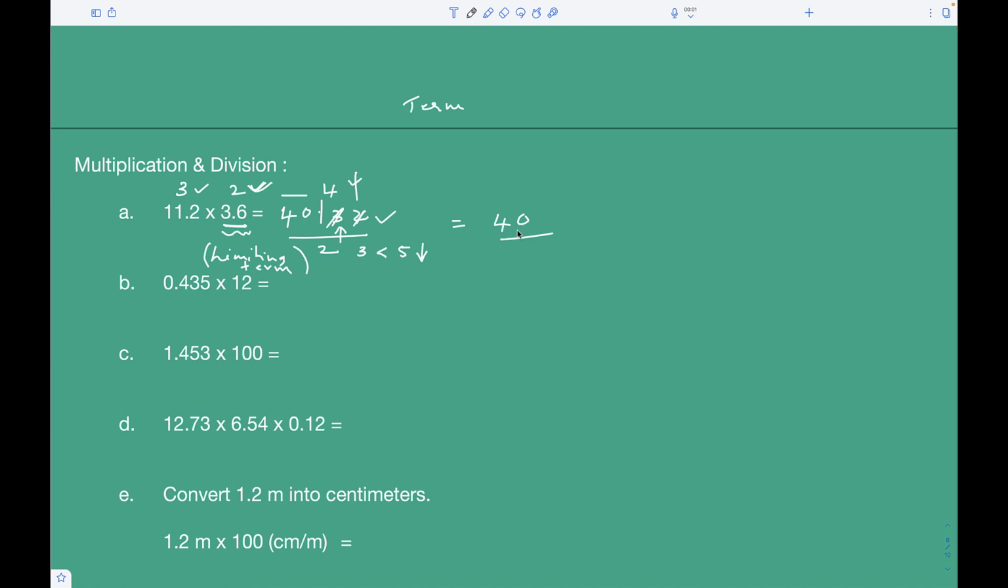No. If the answer is 40, that means there is only one significant digit and this trailing 0 is not significant. But our answer should have 2 significant figures. That means this 0 is also significant. To indicate that this trailing 0 is also significant, we have to put a decimal point at the end. So the correct answer for this calculation is 40 dot. Don't forget to put this dot at the end. Now this value has 2 significant figures.